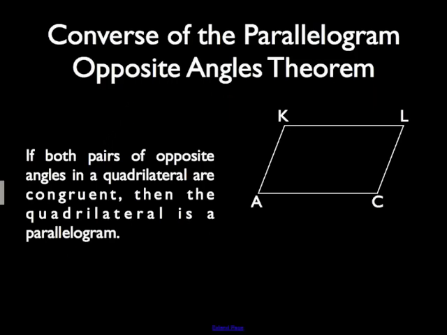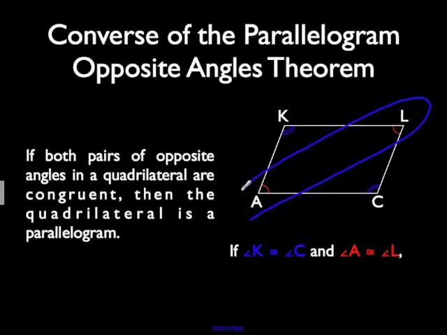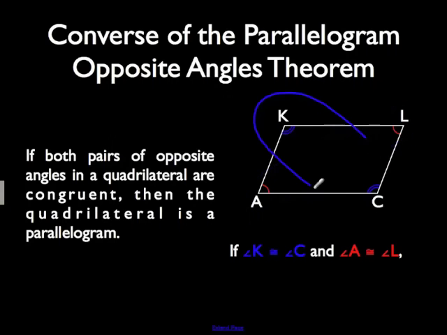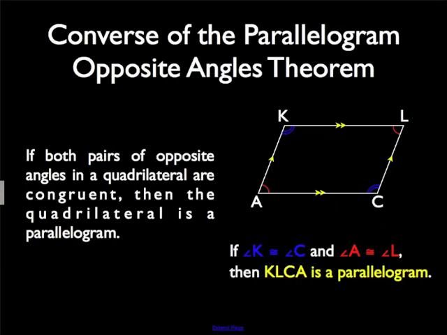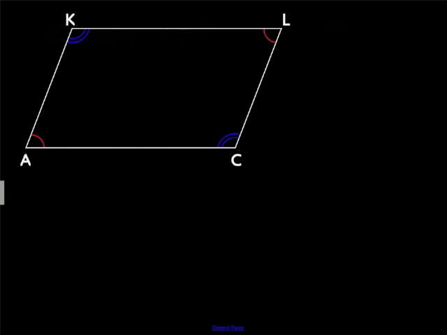And our next converse is the converse of the parallelogram opposite angles theorem. This says that if both pairs of opposite angles in a quadrilateral are congruent, then the quadrilateral is a parallelogram. So notice in our figure that angles A and L are marked as being congruent, and also angles K and C are marked as being congruent. That means, once again, that quadrilateral KLCA is a parallelogram. How can we go about proving that one, you ask? It's not as hard as it would appear.